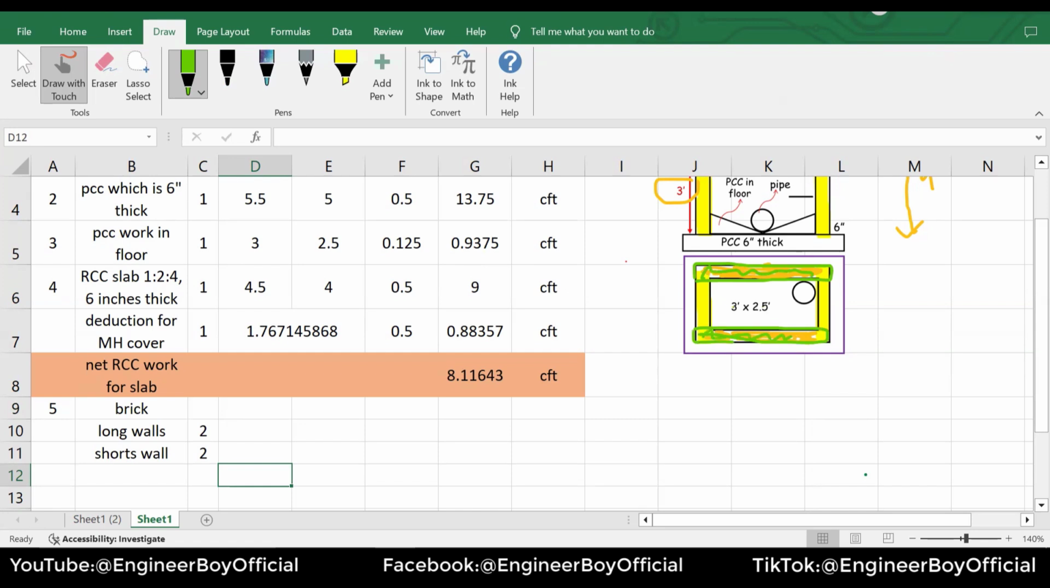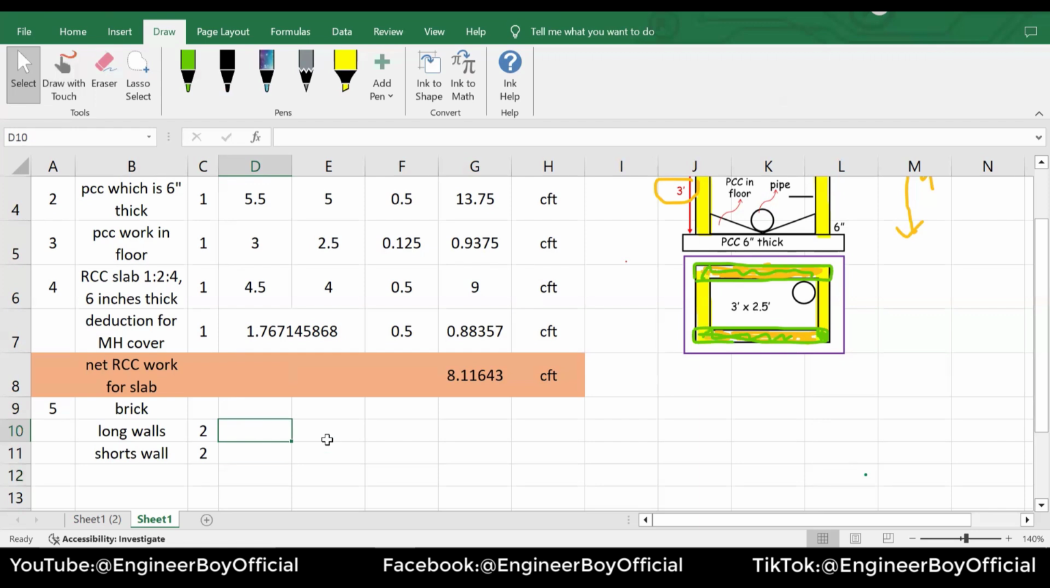And what should be their length? Of course, these 3 feet. And we will add the thickness of the wall for one side and the other side. So we may have 3 feet and then 1.5 feet, which becomes 4.5 feet. Let me just put those values over here.